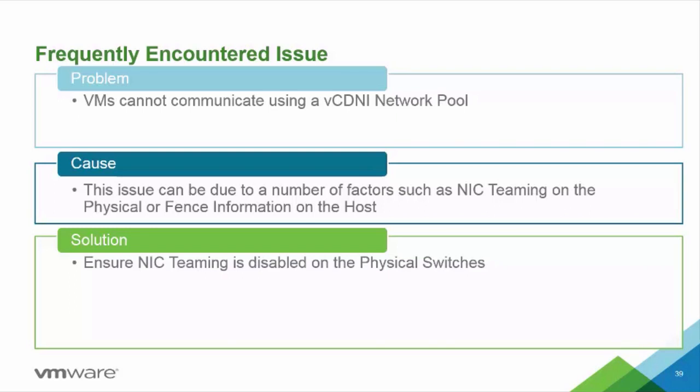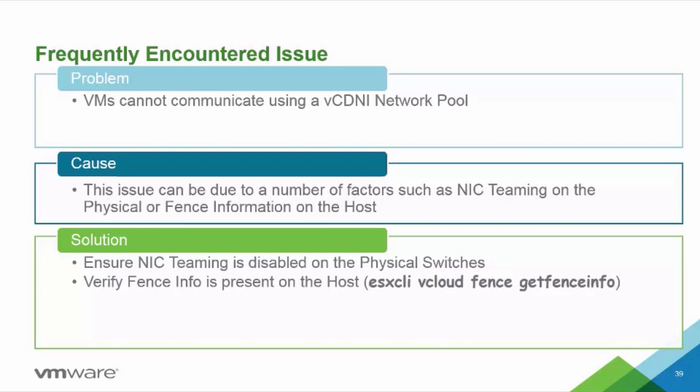setup. When we're verifying if we have fence information on the host, there's a command that we have here. So it's esxcli vcloud fence get fence info, and that will give you back the fence info if it's present on the host. If the fence info is actually missing, then this host is not able to encapsulate or decapsulate traffic. So the actual MAC-in-MAC encapsulated packets will be dropped. And again, if this is missing, what we need to do is re-prepare those hosts from vCloud Director.